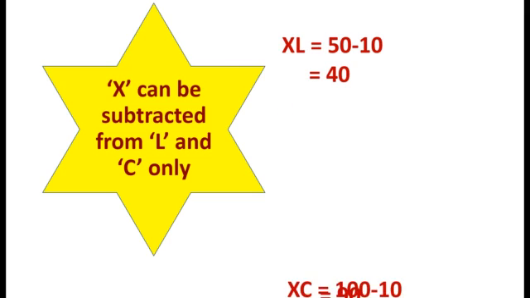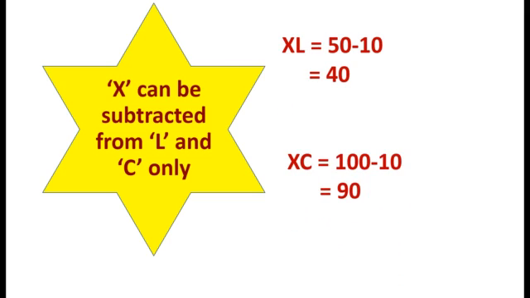And then again X can be subtracted from C only. The value of X is 10 and the value of C is 100. So we are subtracting 100 minus 10, and that is equal to 90. So we have written that X can be subtracted from L and C only, and we have written both the things over here, XL and XC.